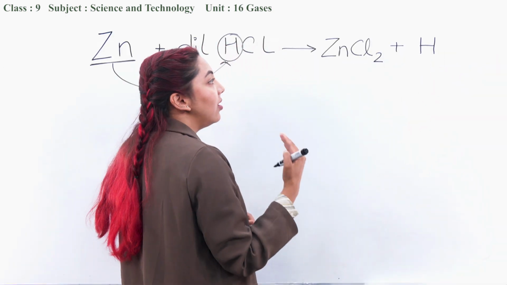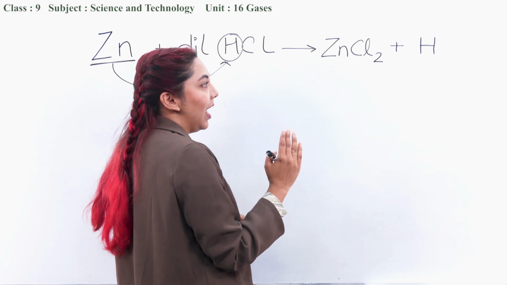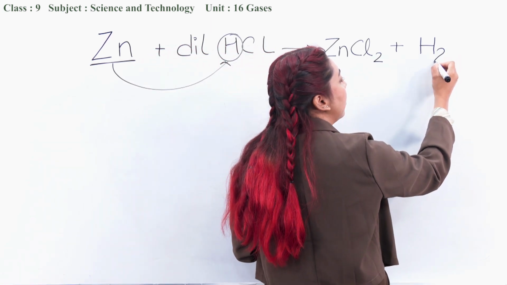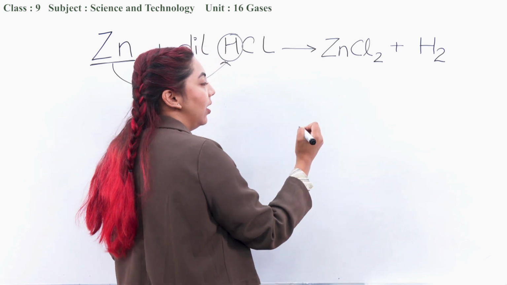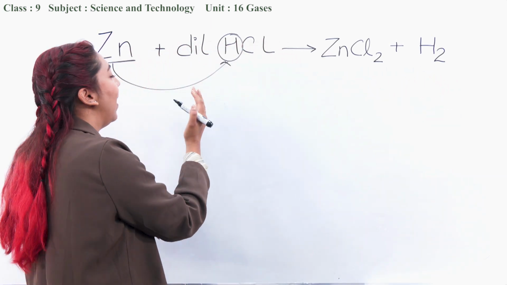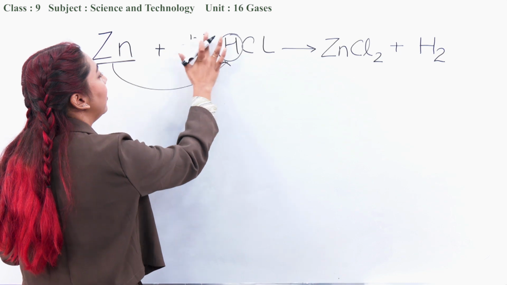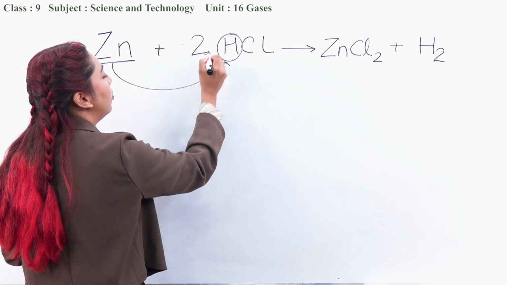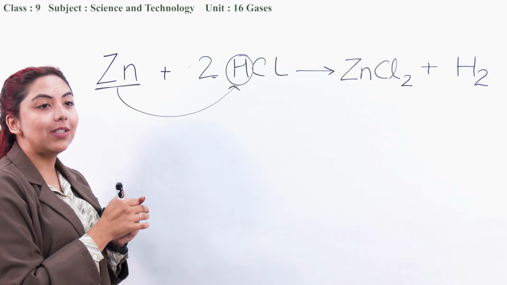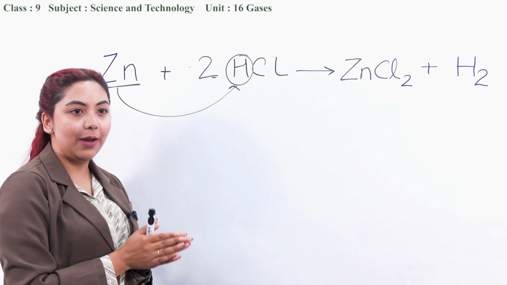And I mentioned this earlier that a single hydrogen atom is not stable. So it combines with another atom to form a hydrogen molecule. So hydrogen gas is prepared. Now this reaction is not balanced. So we have to write 2 over here. So using this equation, now we will synthesize hydrogen gas in the laboratory.